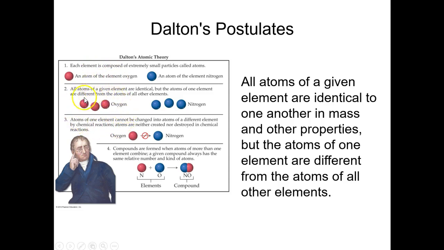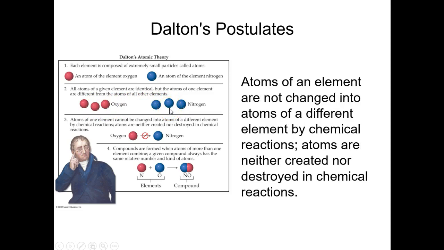And so what they're showing you here is all oxygen atoms are the same. They're all red in this particular example. All nitrogen atoms are the same as each other. They're all blue in this particular example. But all atoms of oxygen are different from all atoms of nitrogen.